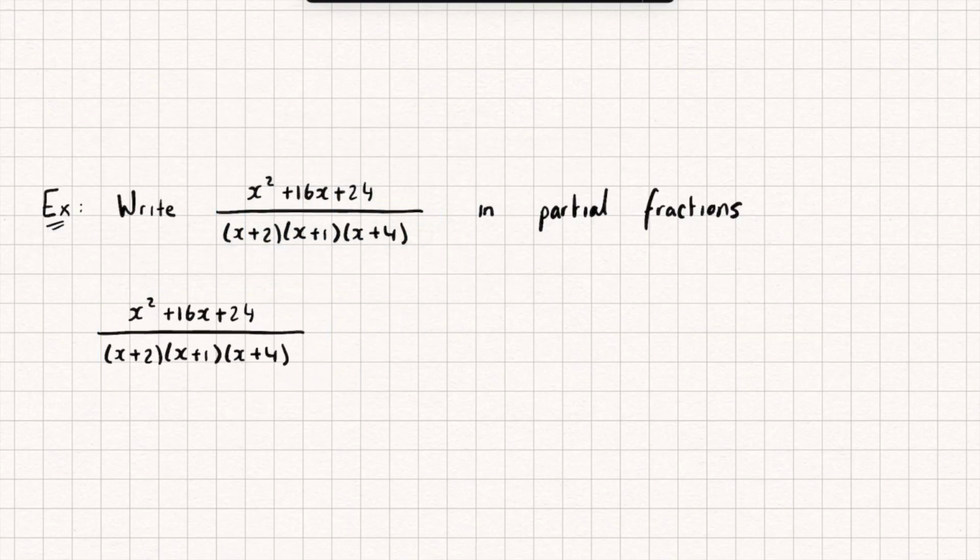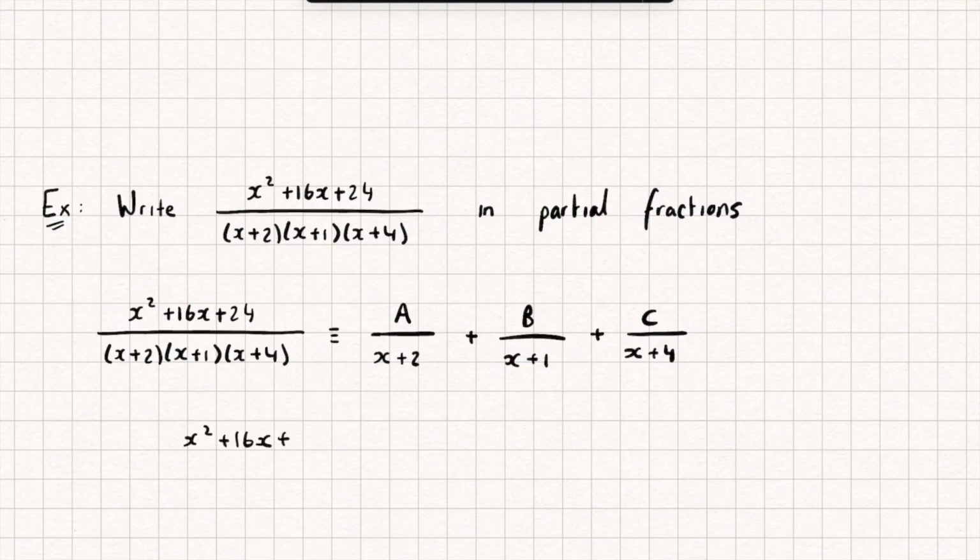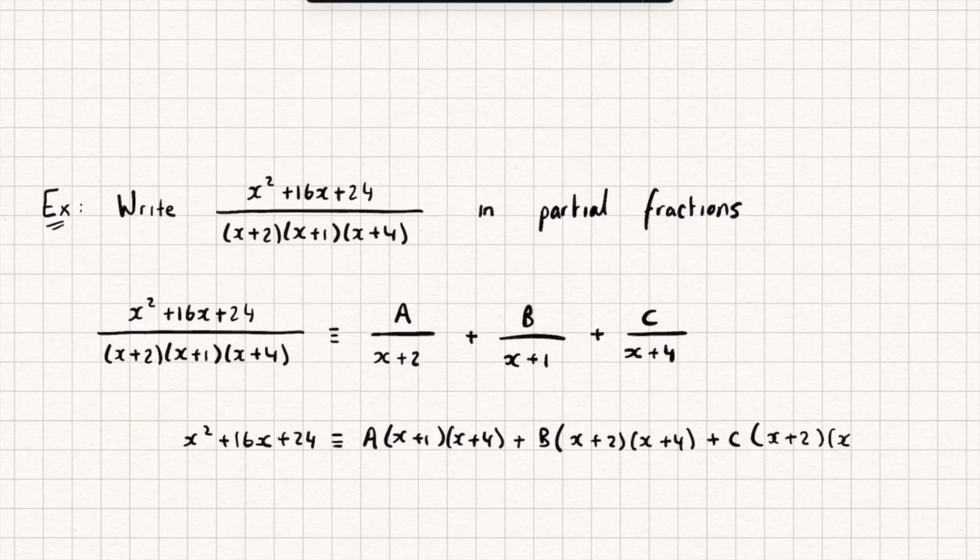So this is exactly the same as a over x plus 2 plus b over x plus 1 plus c over x plus 4. Let's multiply both sides through by the denominator, and that's going to give us x squared plus 16x plus 24. What's that going to give us? That's going to give us a multiplied by x plus 1, x plus 4, plus b multiplied by x plus 2, x plus 4, and finally plus c multiplied by x plus 2, x plus 1.